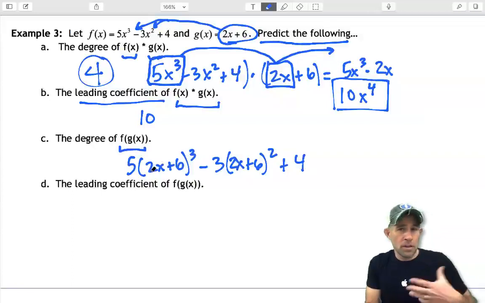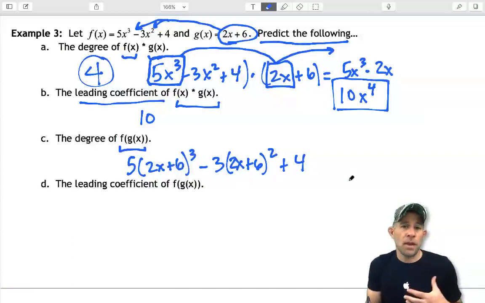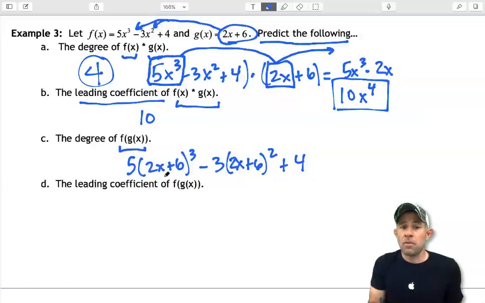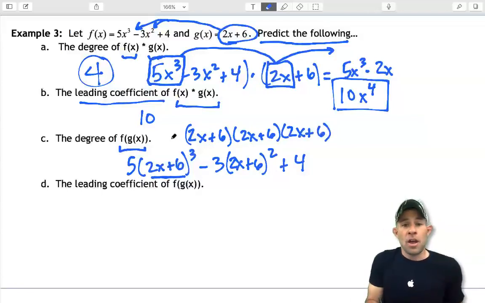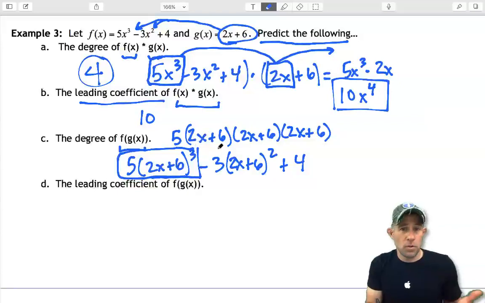Now, if we want to predict the degree here, we have to expand this polynomial out. And what that means is we're actually going to have to cube this 2x plus 6. So when I cube 2x plus 6, that will be like multiplying it by itself 3 times. So I'm going to say 2x plus 6 times 2x plus 6 times 2x plus 6. And then in front of that would be a 5. So if I were to actually evaluate this first term here, it would be 5 times the product of 2x plus 6 times 2x plus 6 times 2x plus 6.